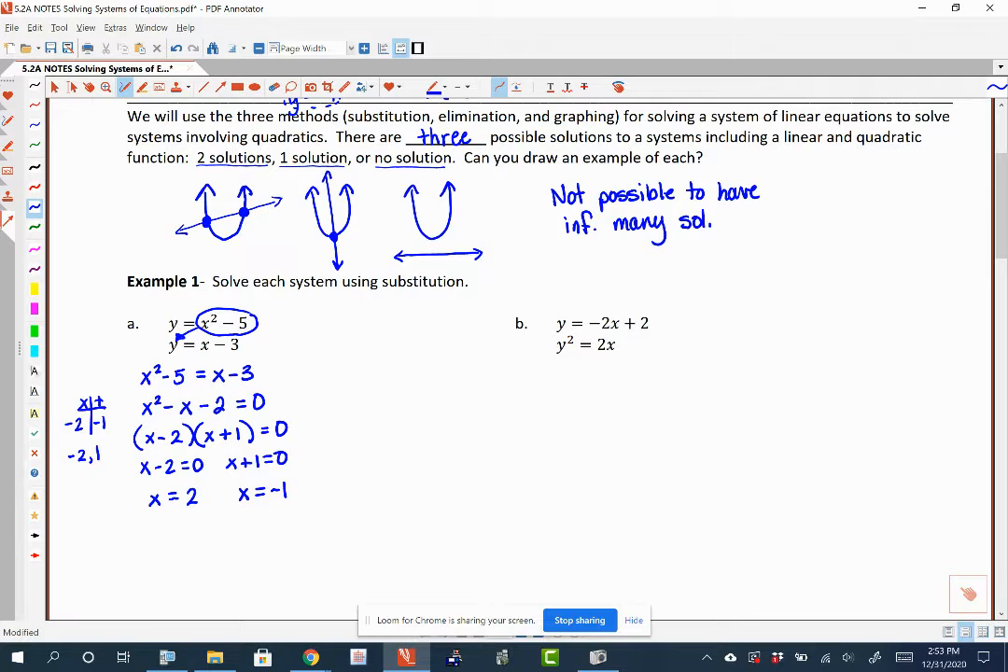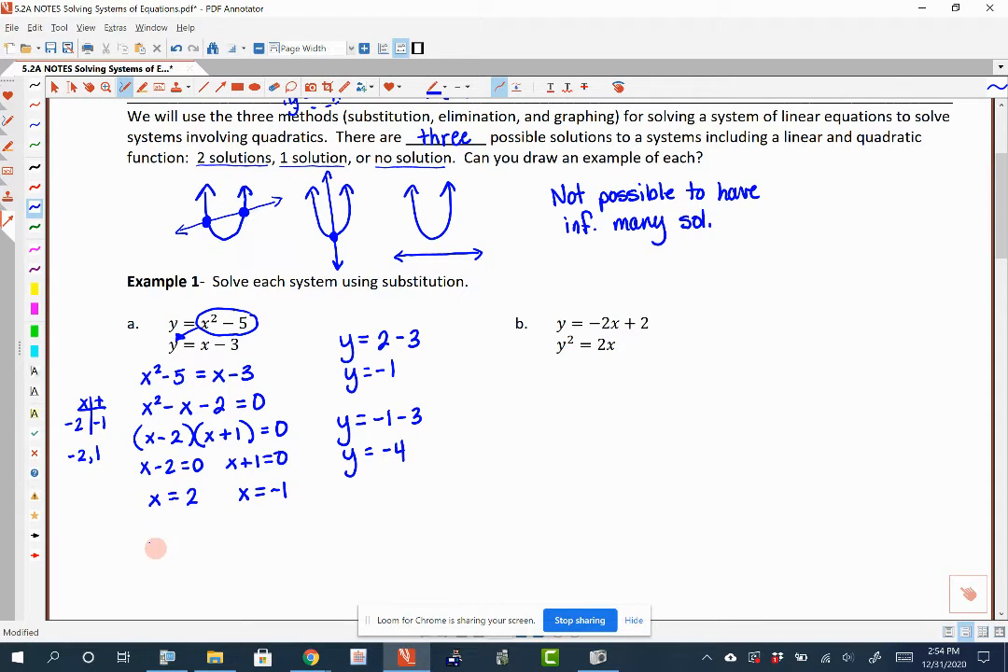Now remember, I'm not shocked that I have two x values because I can have two solutions. So I now need to plug each of these x values back in, and it doesn't matter into what equation. I'm kind of drawn to the second one just because there's no squared involved. So I'm going to start by substituting in 2 for my x. Well, 2 minus 3 is a negative 1. And when I substitute in my negative 1 for my x, negative 1 minus 3 is a negative 4.